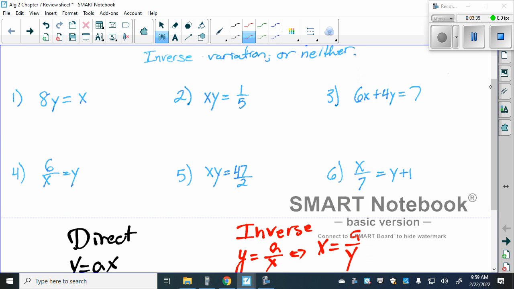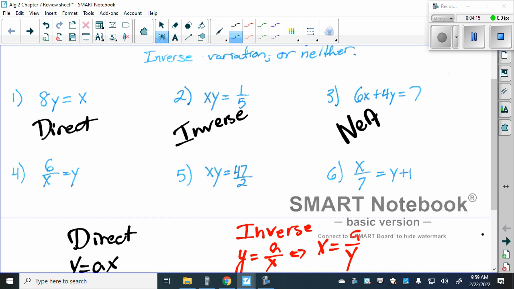So, looking back at these, number one would be direct, because it does match up to our y equals a times x, or x is equal to a times y. They're the same thing. How about number two? Inverse. And there should be 5 copies there, I think. Yep, awesome. How about number 3?